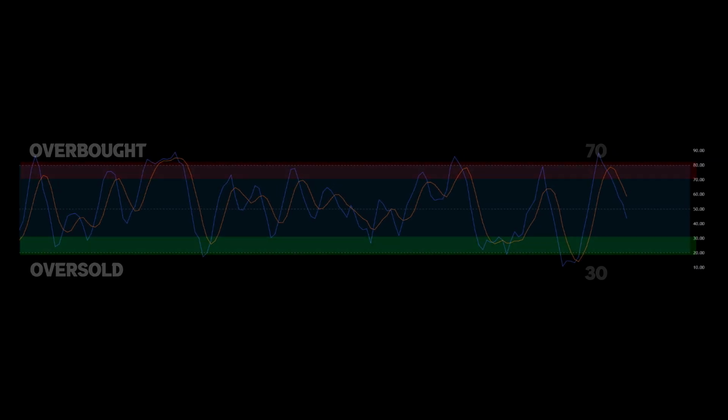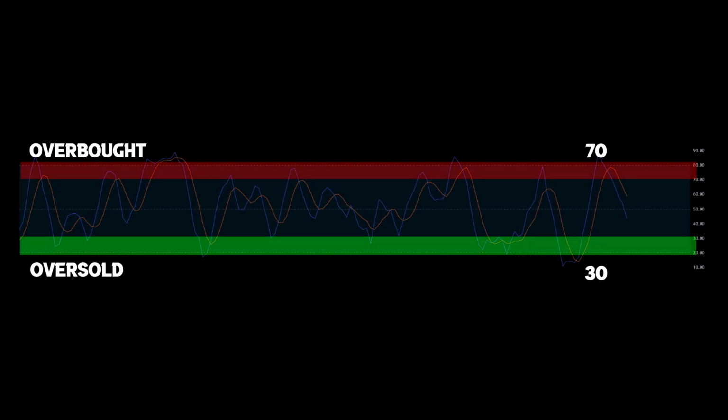An overbought condition occurs when the stochastic reading rises above 70. Conversely, oversold conditions are indicated when the stochastic reading falls below 30. A sell signal is generated when the oscillator reading surpasses the 70 level and then retreats below 70. Conversely, a buy signal occurs when the oscillator drops below 30 and then rises back above 30.